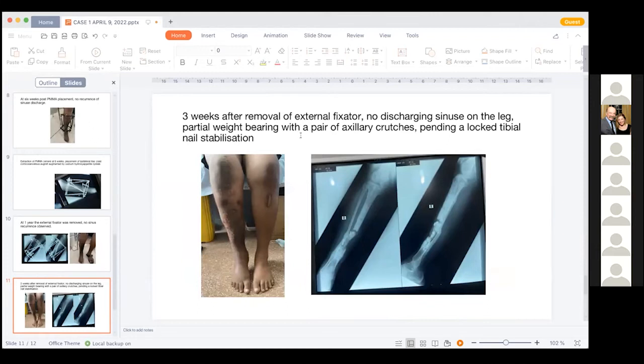Now, after removing the external fixator, we took an X-ray of the right tibia, and this is what we see. Most of the graft had incorporated, but there's still some lucency, some persistence of the fracture line at the proximal end. However, the patient now has no discharging sinuses around the leg, and there hasn't been any recurrent sinus for the past 1 year since the surgery was done.